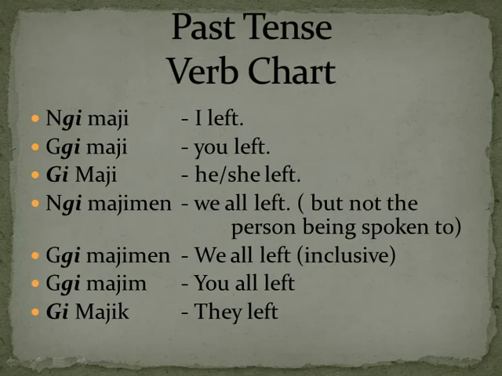Okay, and then here's running it through the pattern with maji with the past tense. Nagi maji, I left. Gigi maji, you left. Gi maji, he or she left. Again, you could put a W on there and say wagi maji, and some speakers might also put a walk on there and say gi maji walk. Nagi majiman, we all left, but not you. Gigi majiman, we all left. Gigi majim, you all left, and gi majik, they left.